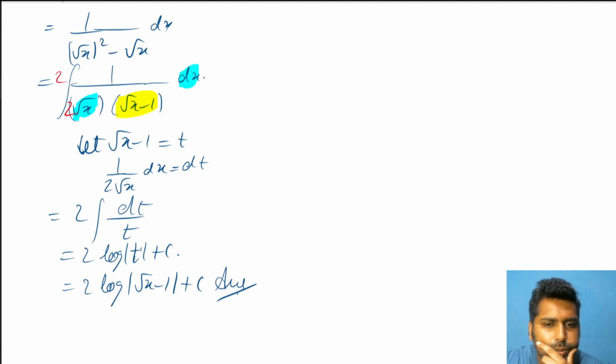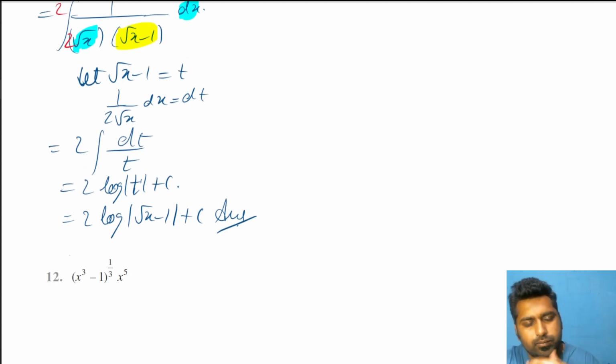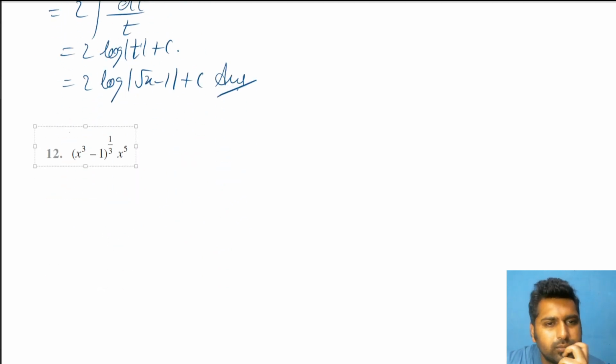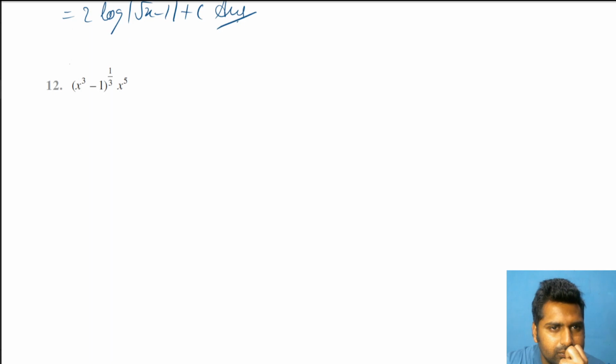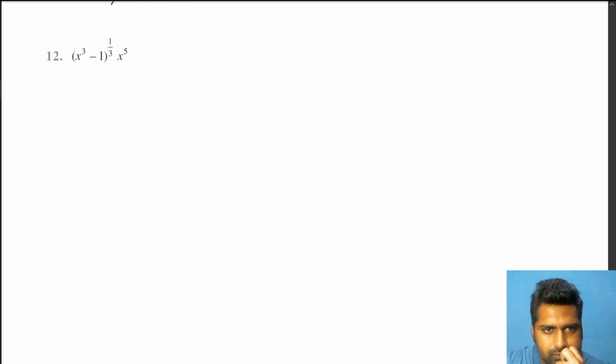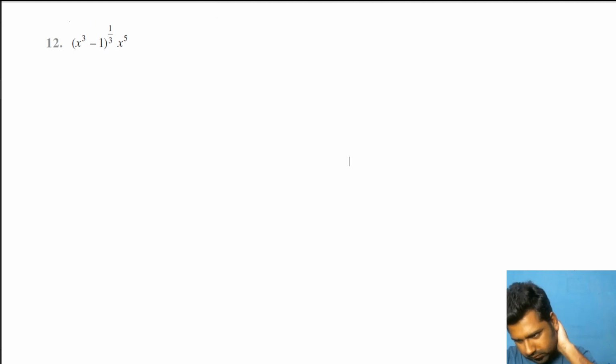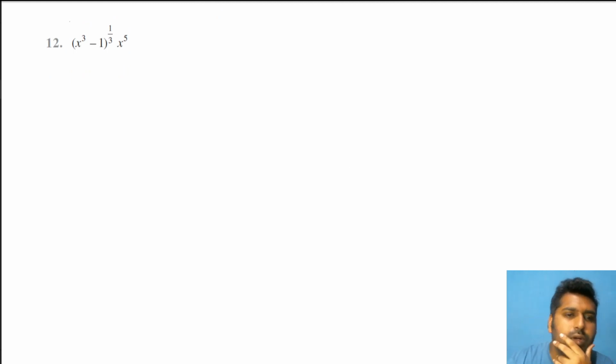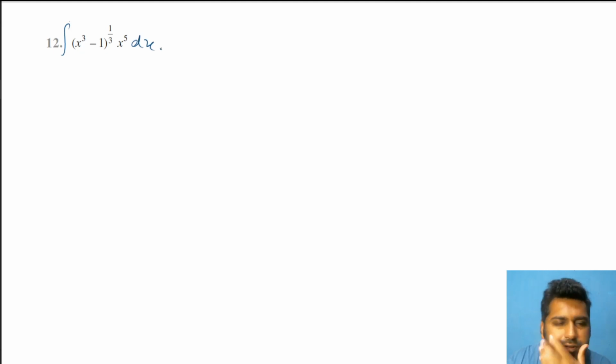That one you will be able to do now. Look at this. All right. x cube minus 1 complete raised to power 1 by 3 into x raised to power 5. You have to integrate this with dx. Kind of weird looking expression, but which one is weirder? This one, because of the power of 1 by 3.